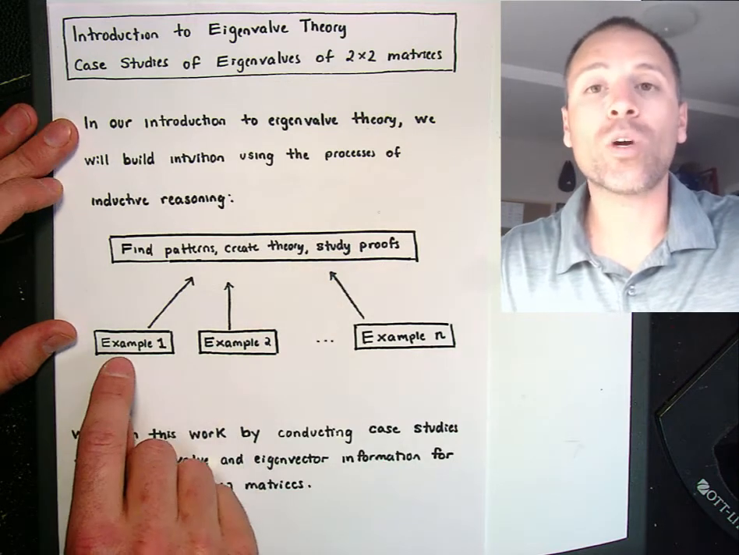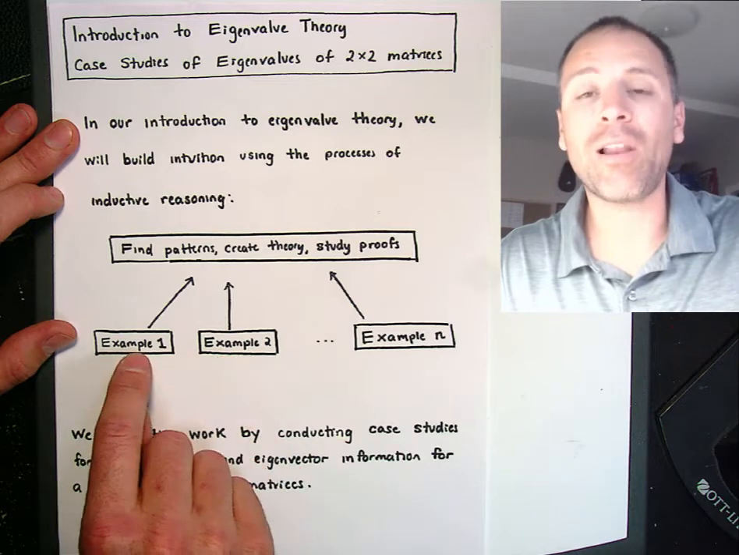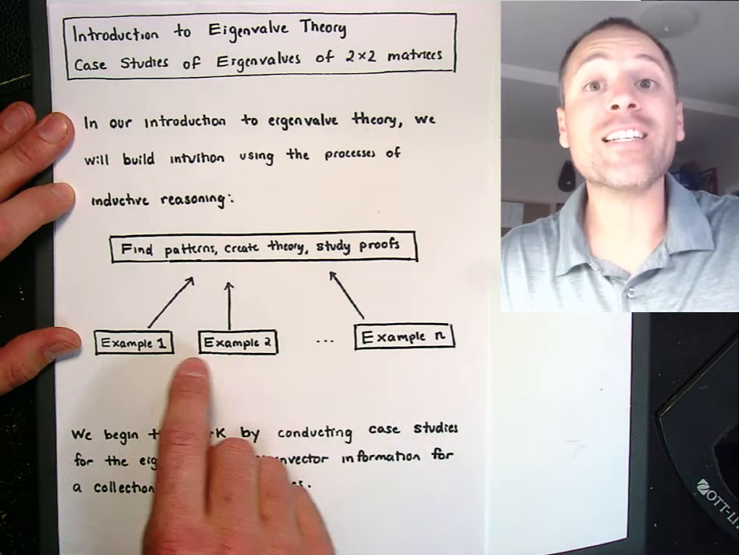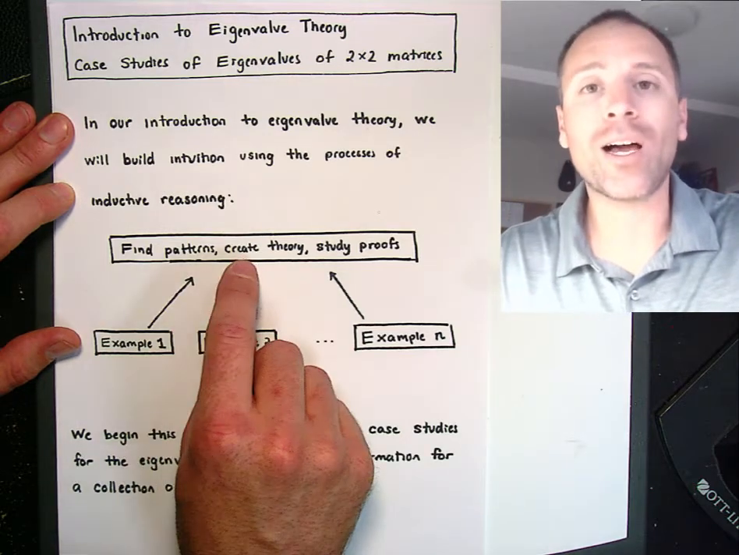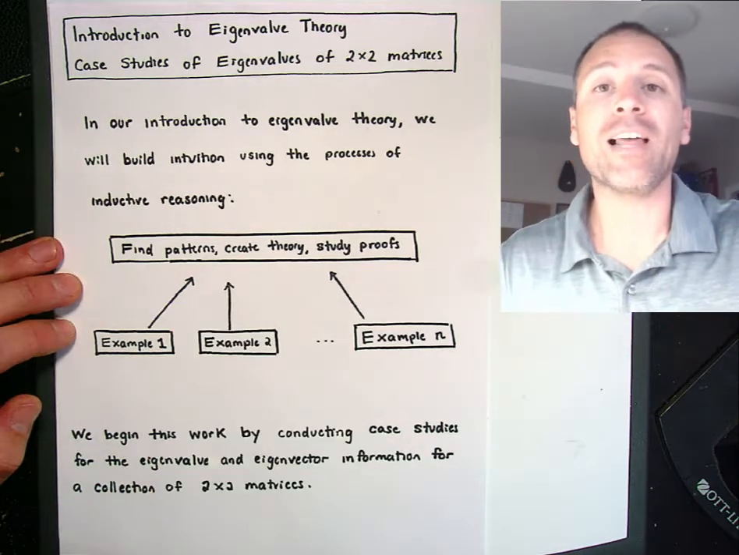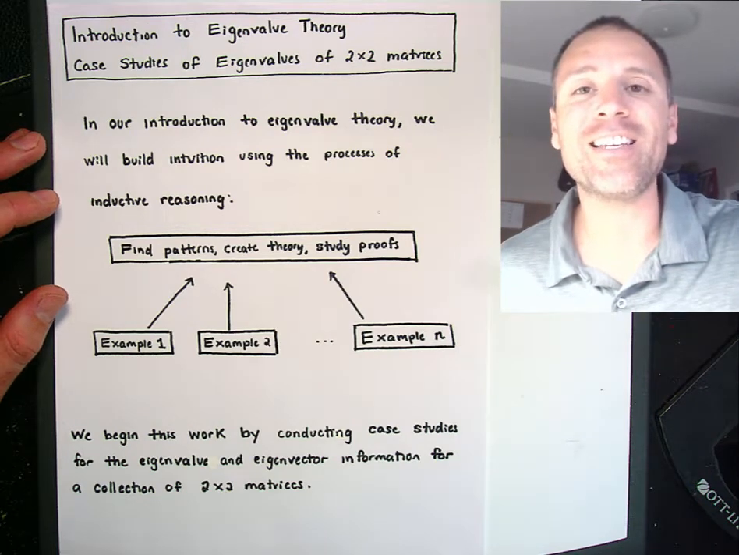In this case, we're going to study eigenvalue theory for 2x2 matrices by collecting information about various 2x2 matrices, and then we're going to generalize to a more interesting form. Let's begin with a general overview of how we're going to conduct these case studies and what type of information we're going to be looking for.